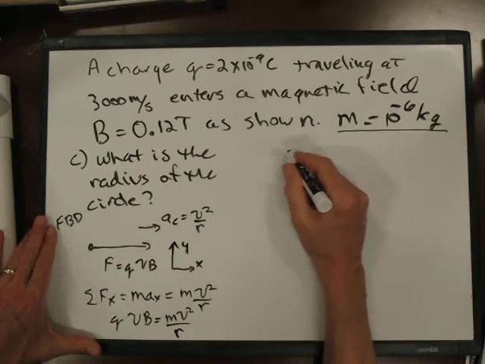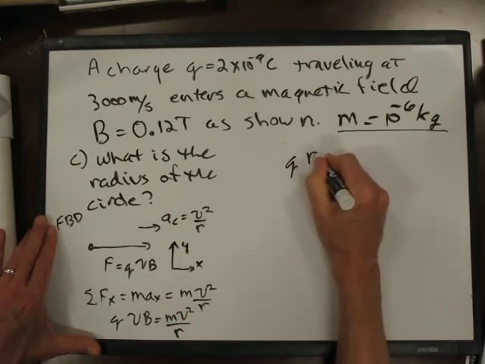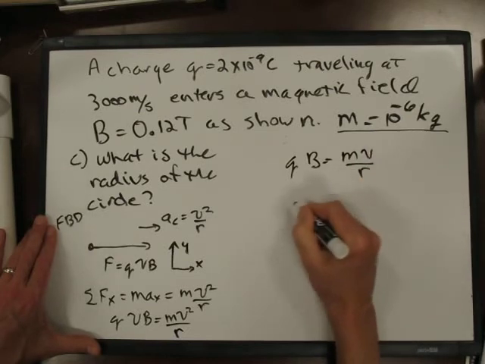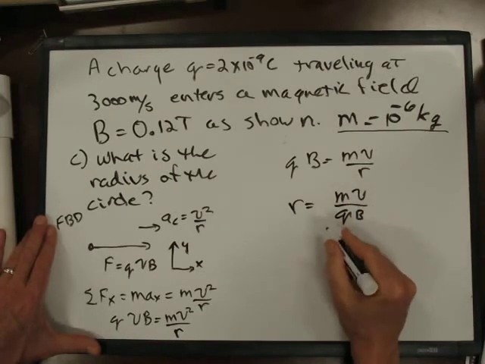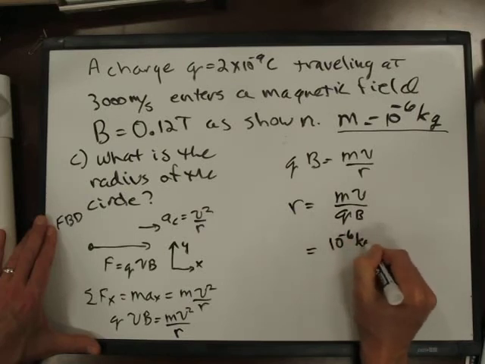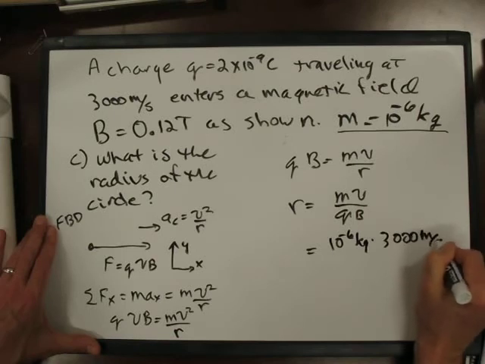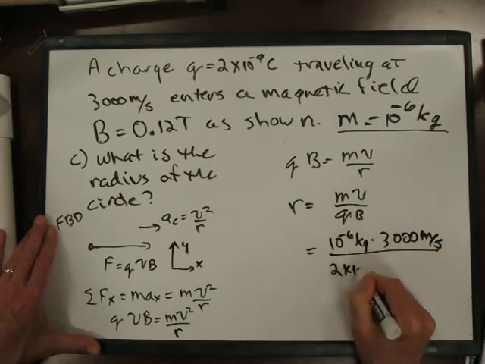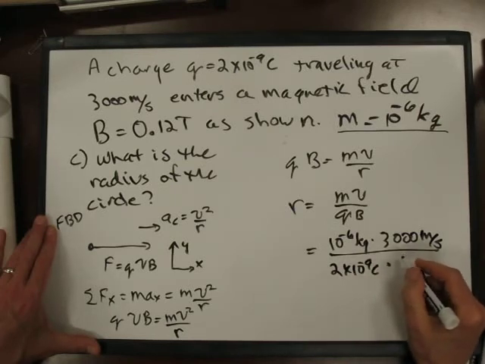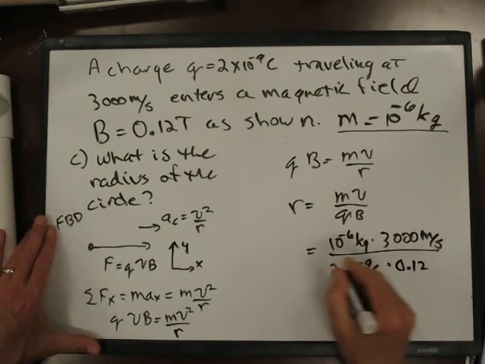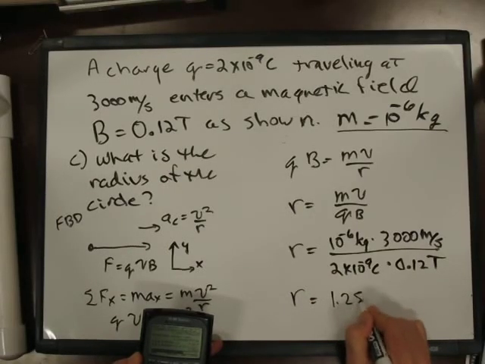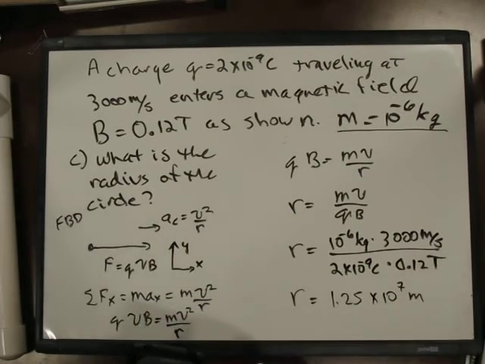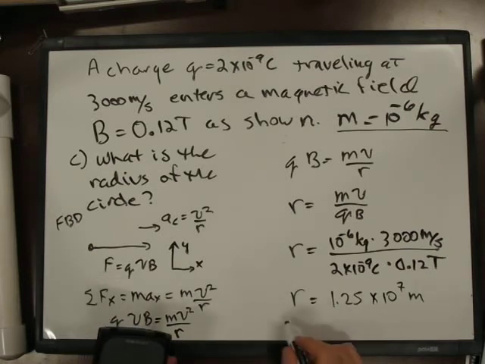And so I can cancel a v on both sides of that, and I get qB is equal to mv divided by r, or r is equal to mv over qB. That's equal to 10 to the minus 6 kilograms times 3,000 meters per second divided by 2 times 10 to the minus 9 coulombs times 0.12 Tesla. And I get r equals 1.25 times 10 to the 7th meters. So that's a really big circle. But that's how you calculate the radius.